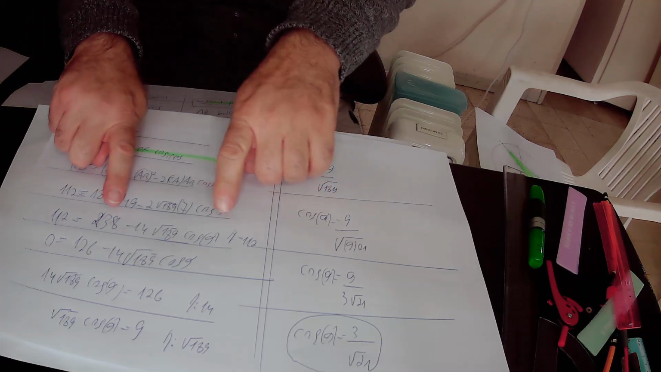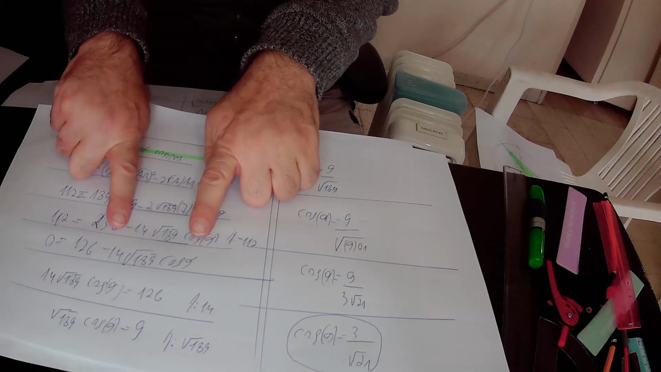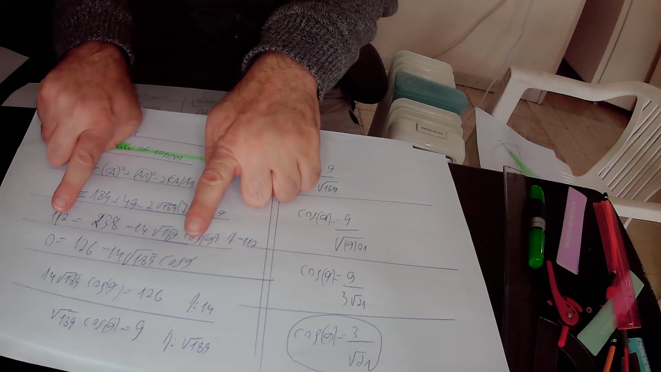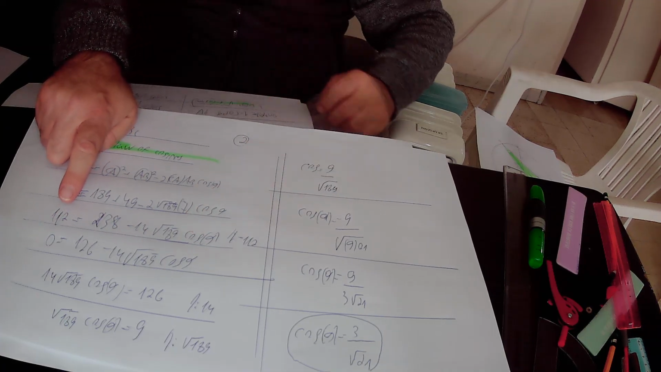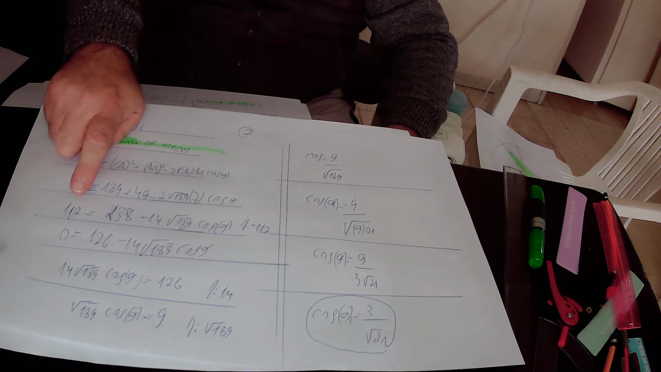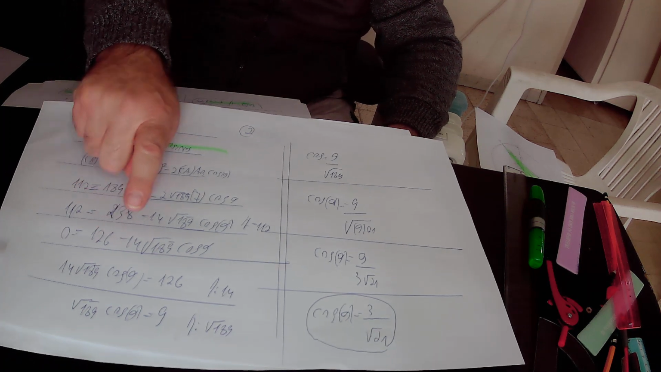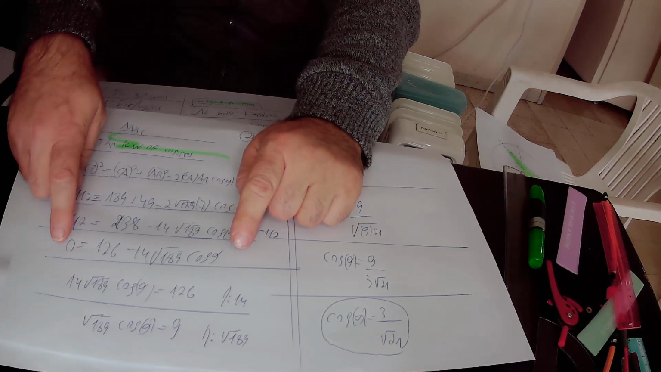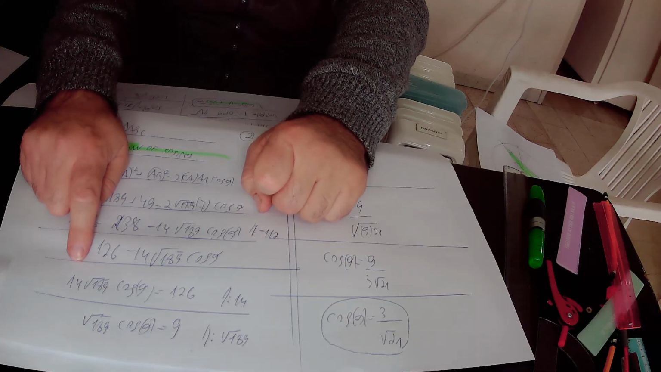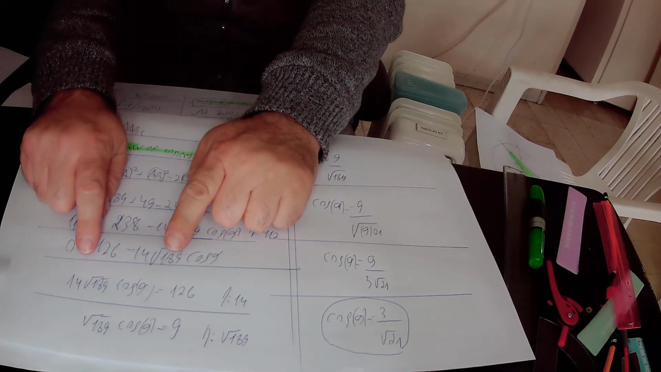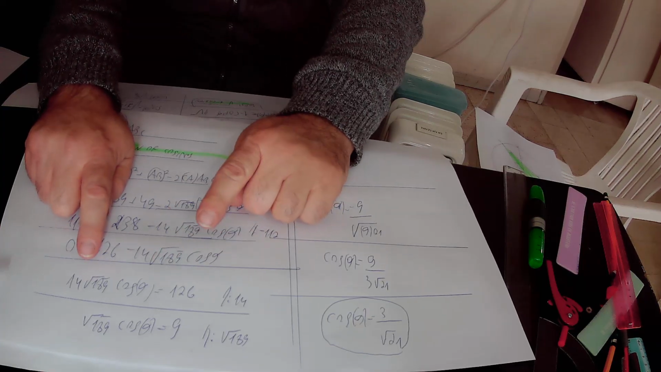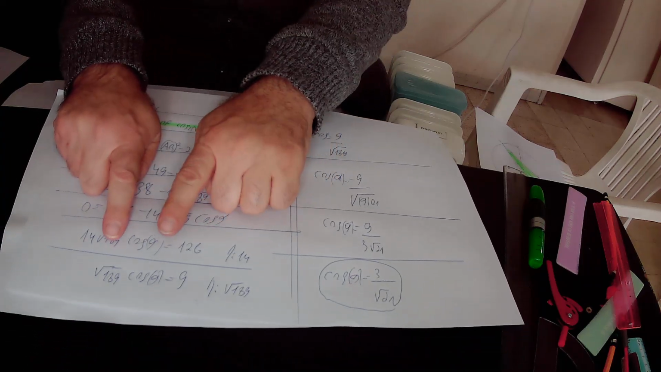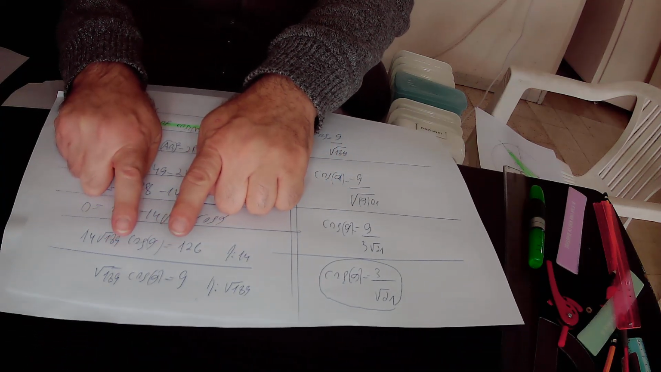So here we added 14 times the square root of 189 times cosine alpha to this equation. That is to say, we moved this term to the other side of the equation. And in total, we found out that 14 times the square root of 189 times cosine alpha equals 126. Here we divided this equation by 14, so on this side the 14 gets cancelled, and we are left with the square root of 189 times cosine alpha equals 126 over 14, which is 9. So in total we found out that the square root of 189 times cosine alpha equals 9.